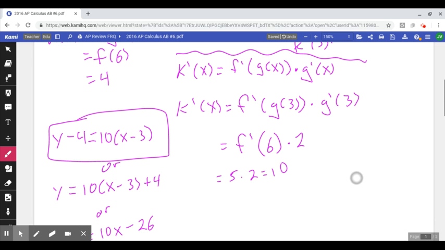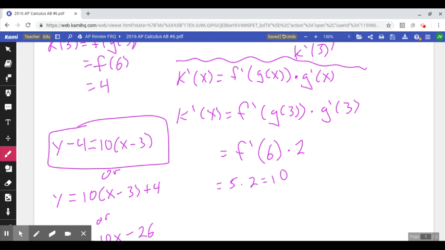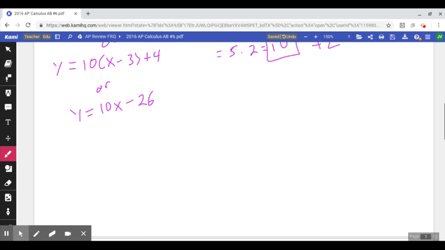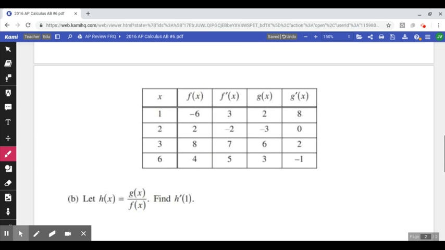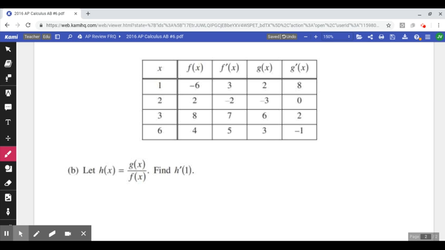Grading for this, you're going to get 2 points for finding 10 right here. So this gets you plus 2 points. Writing the equation of the tangent line will get you plus 1. So this one's a 3-point question. Each part happens to be 3 points for this particular AP free response question. Let's move on to part B.